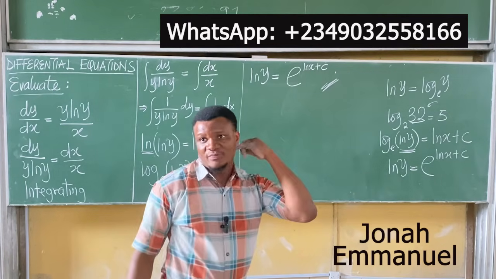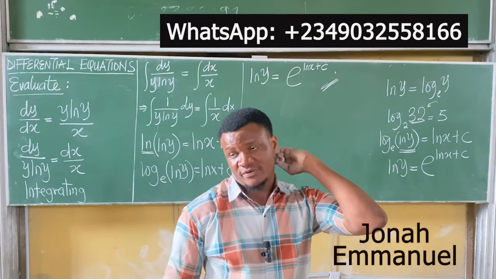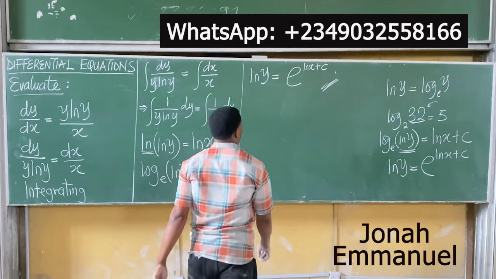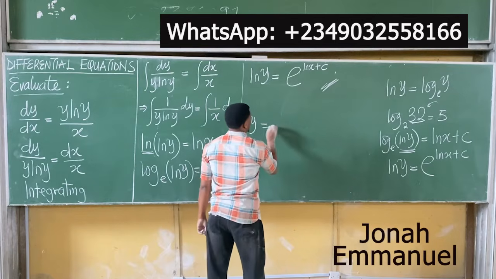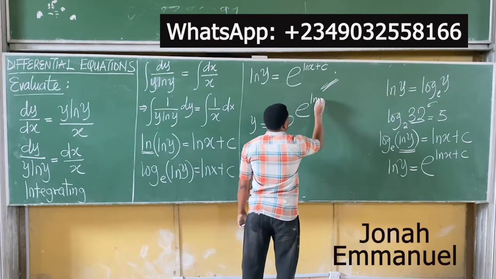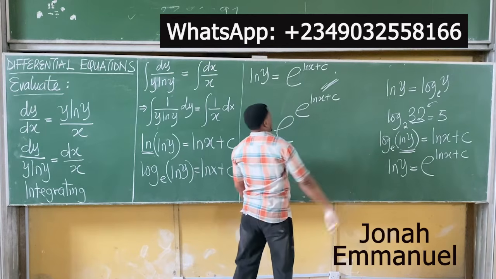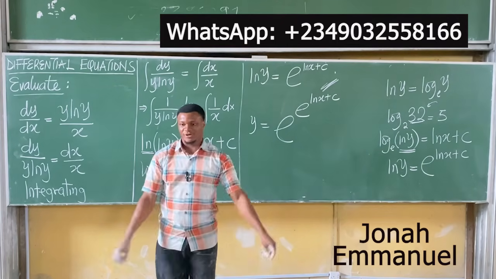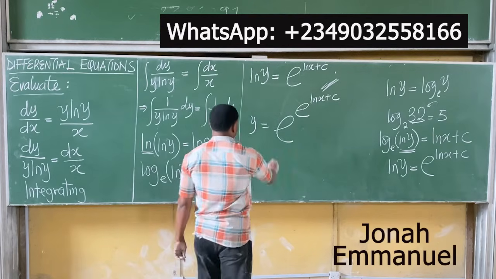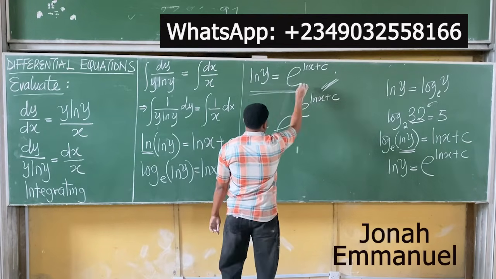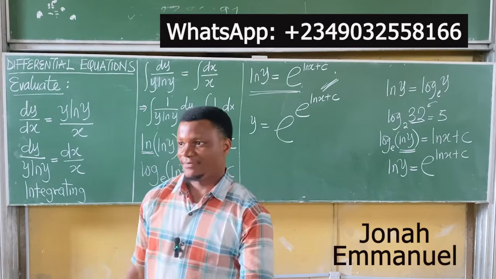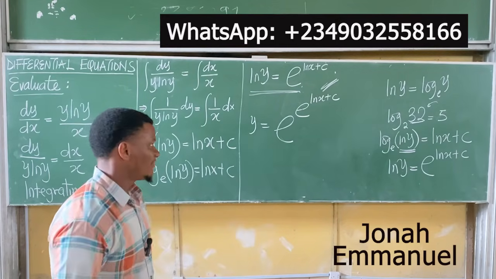Although the aim is supposed to be to make y the subject of the formula, for now, leave it there. Doing this again, y would be equal to e to the power of e to the power of ln x plus c, which is probably possible, but it looks so messy. So just leave it at this part. No problem.